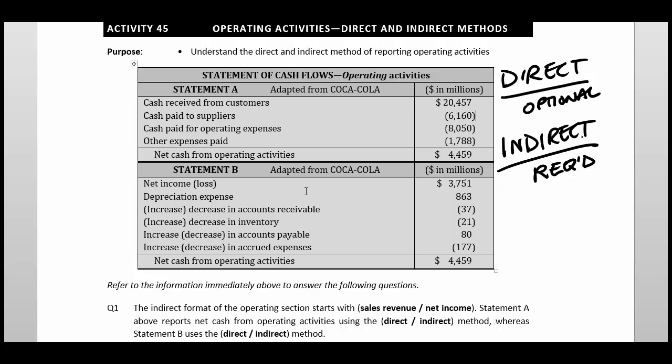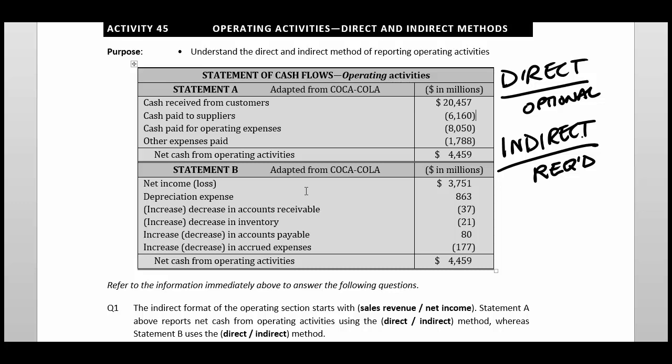We have then the direct method: cash received from customers, cash paid to suppliers. That's direct cash flows, just like we've been doing all along. Remember, cash received from customers is sort of like sales. Cash paid to suppliers is sort of like cost of goods sold. Cash paid for operating expenses, that's sort of like operating expenses, but it's cash paid. It's not recorded when expenses are recorded. It's recorded when we pay the cash. Cash from operations, $4.459 billion.